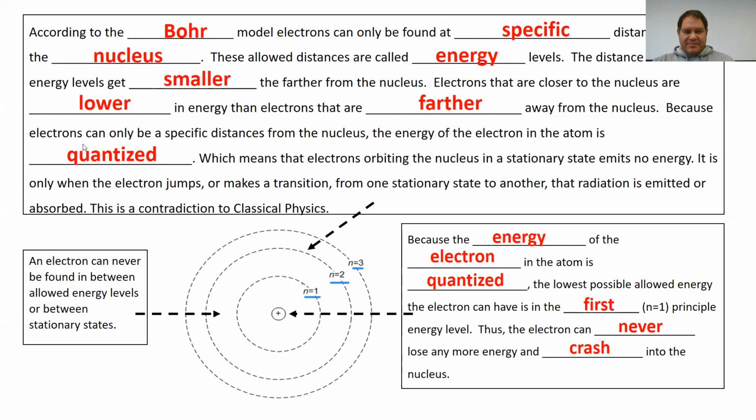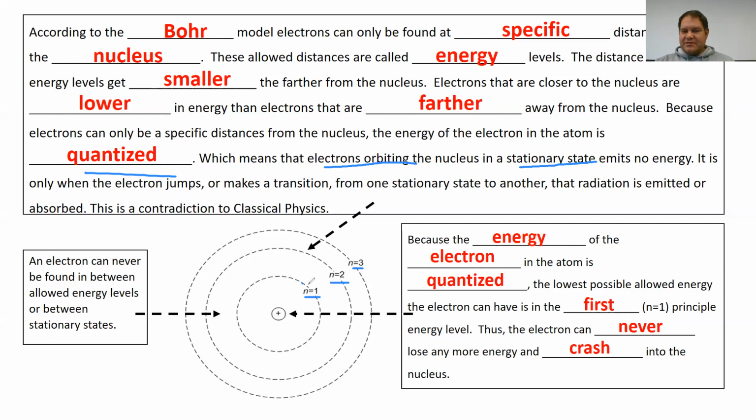All right, electrons, because they can only be at specific distances from the nucleus, it means that the energy of the electron is going to be quantized, okay? This means that the electrons are orbiting the nucleus in a stationary state. Now, when we talk about stationary states, we're talking about these energy levels, because these distances are fixed, all right? The distance from the nucleus to the first energy level is a fixed distance. So this is known as a stationary state, the first energy level or first step.